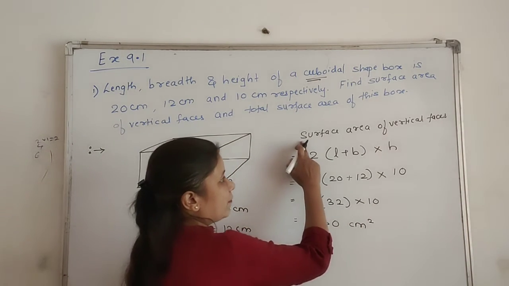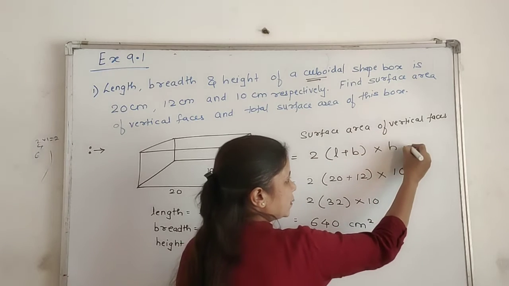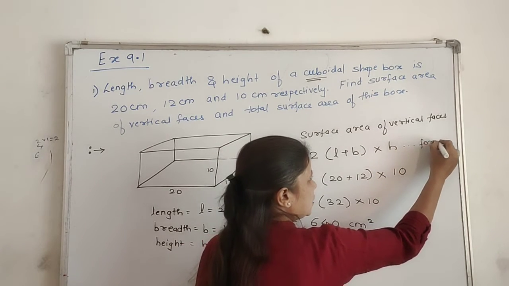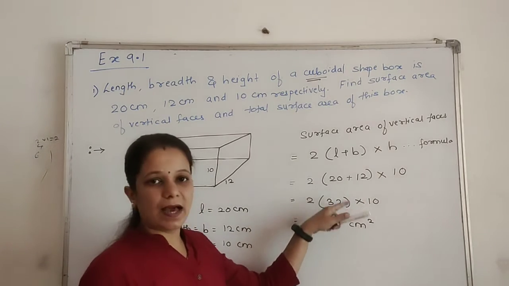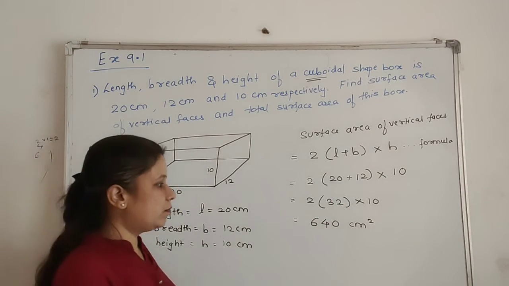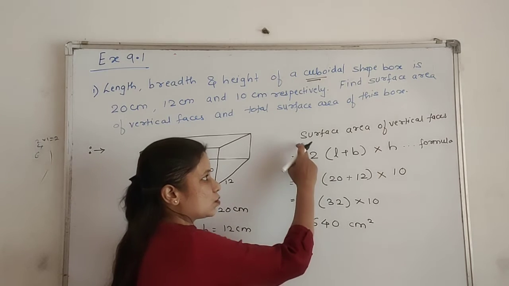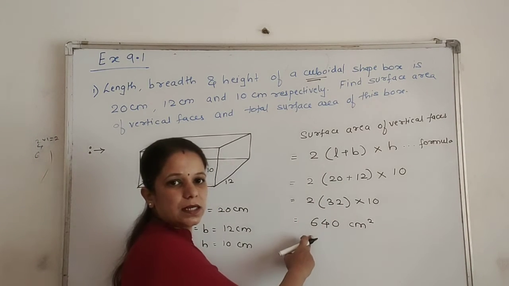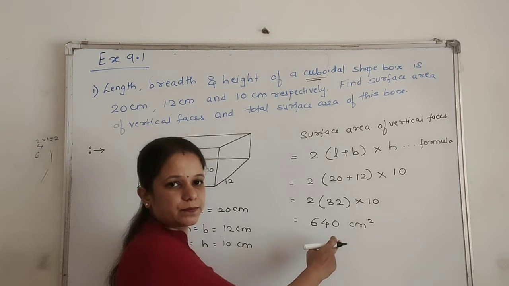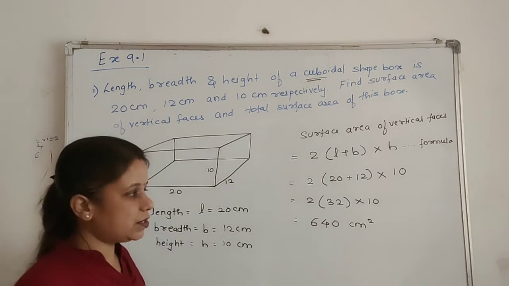Okay. What we have done? Surface area of vertical faces. This is the formula for it, which we have studied earlier. Then we fill the values and then we calculate the answer. So surface area of vertical faces is 640 centimeter square. Okay, please note it down.